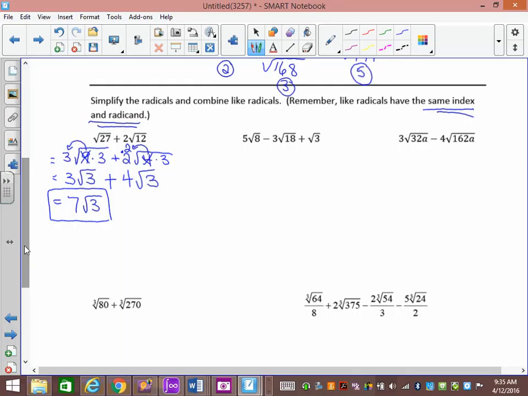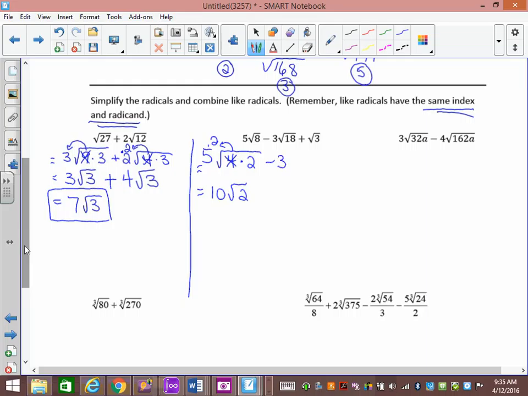Let's try the next one together. So we have 5 root 8. 5 square root 8. What can I break the square root of 8 up into? 8 divided by 4. 8 divided by 9. Oh, we're too far. What can I break it into? 4 and 2. So I write the 4 first. And then when I take that out, it becomes a 2. And I multiply them. So I'm actually left with 10 root 2.